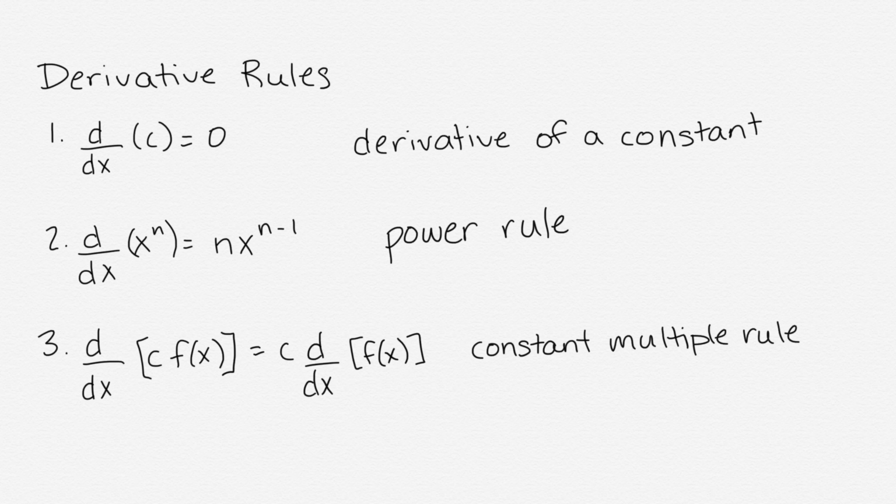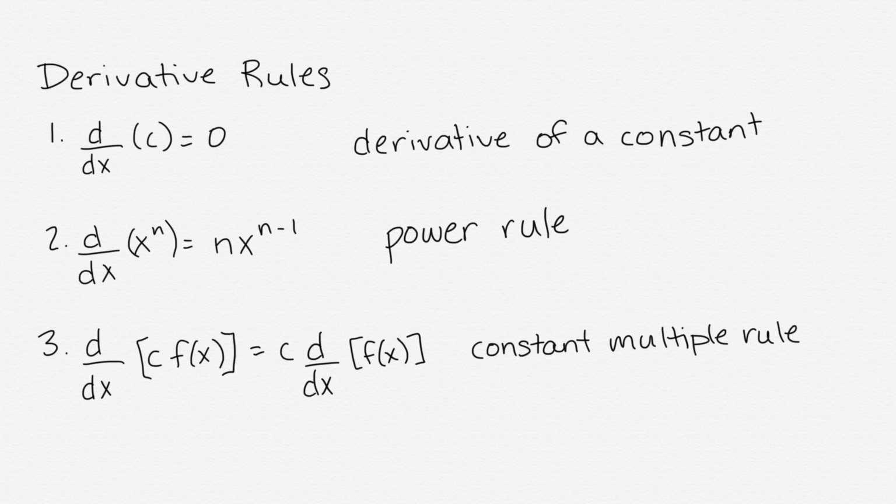The second rule is the power rule. The power rule says that the derivative of a variable raised to a power n becomes n times x raised to the power of n minus 1. This one will become clearer with an example, so don't worry too much about it now.